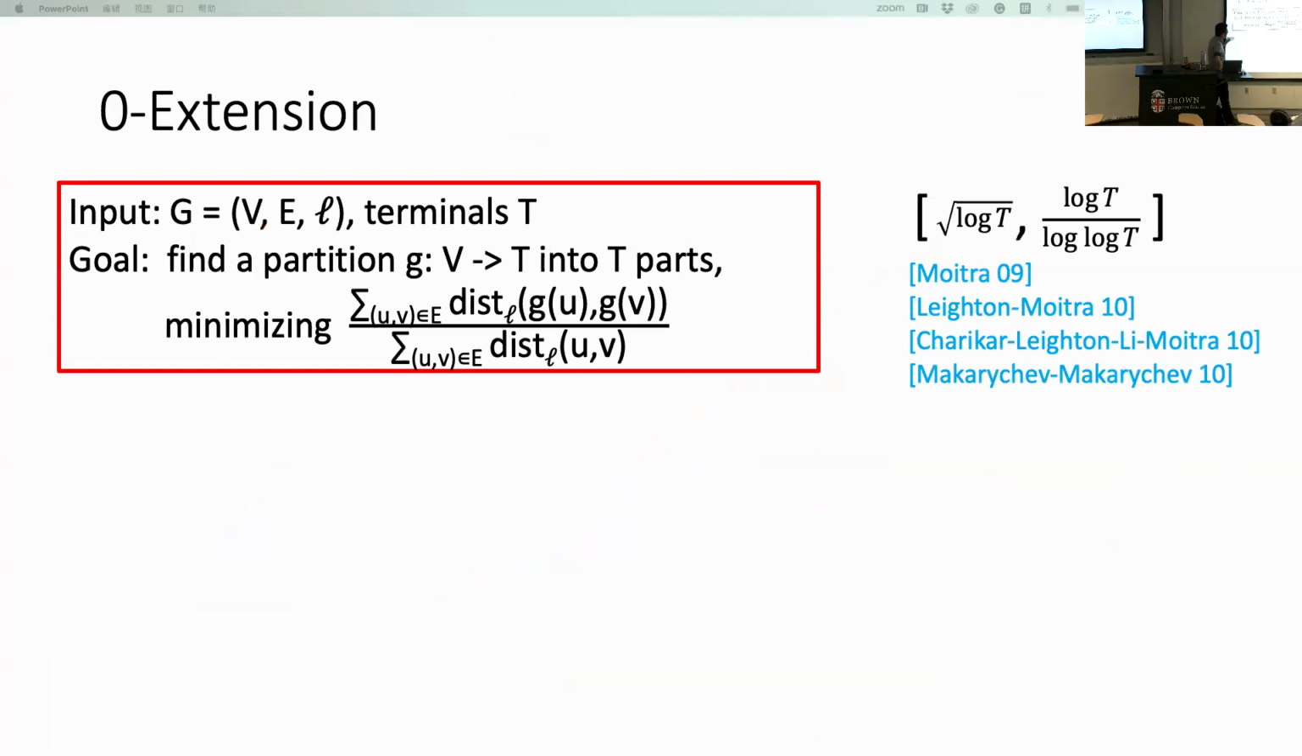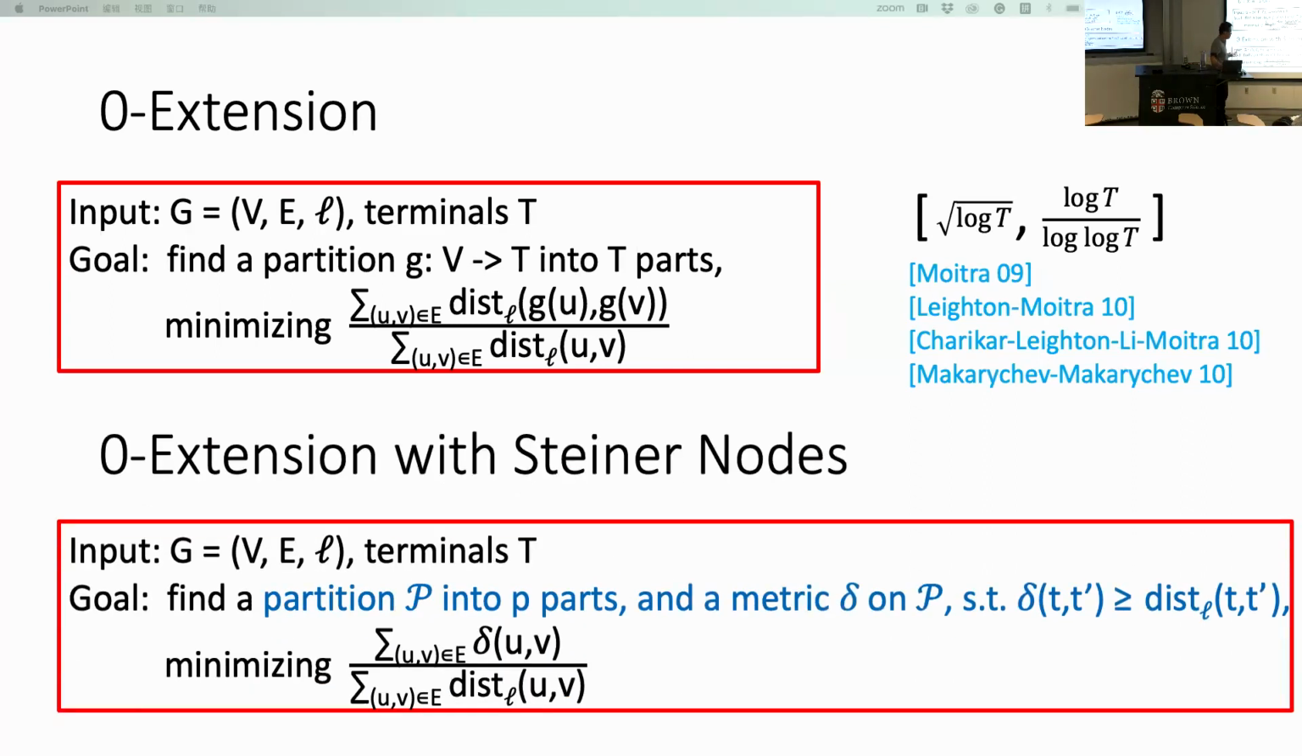So that's exactly the same problem with the special case where we only allow T parts. Okay, so here we allow P parts. P can be any function depending on T and ε. So if we only allow T parts, one part containing each terminal, then it's the zero extension problem. And that has been studied in the past. Actually, all these previous results on the special case, on the bottom line, if you still remember, were obtained by studying the integrality gap of this LP. And what we are really looking at is a standard node version of that problem, called zero extension with steiner nodes. So we allow a partition into more parts, with P depending only on T and ε.